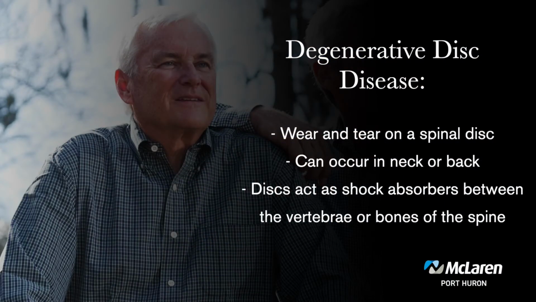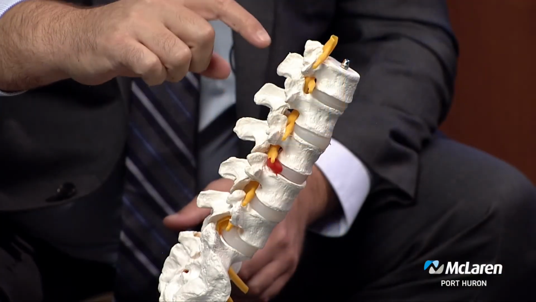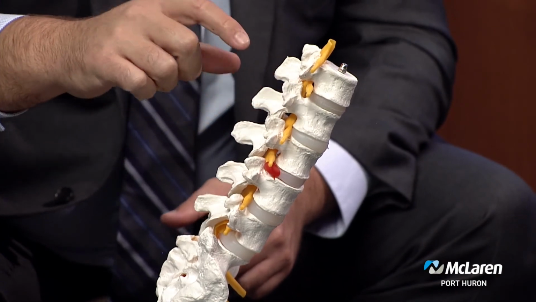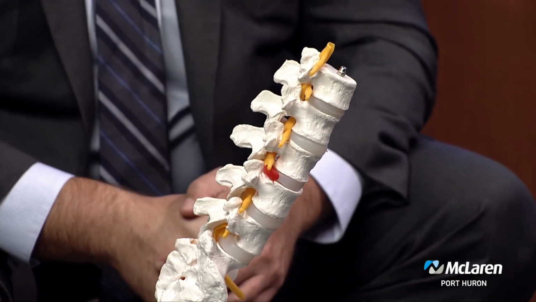The last thing would be simply degeneration of the disc or wearing out of the shocks, like we talked about before. As those shocks wear out and they get smaller and smaller, you decrease the amount of space in between each of the vertebral bodies, which in turn decreases the space for those nerves exiting.